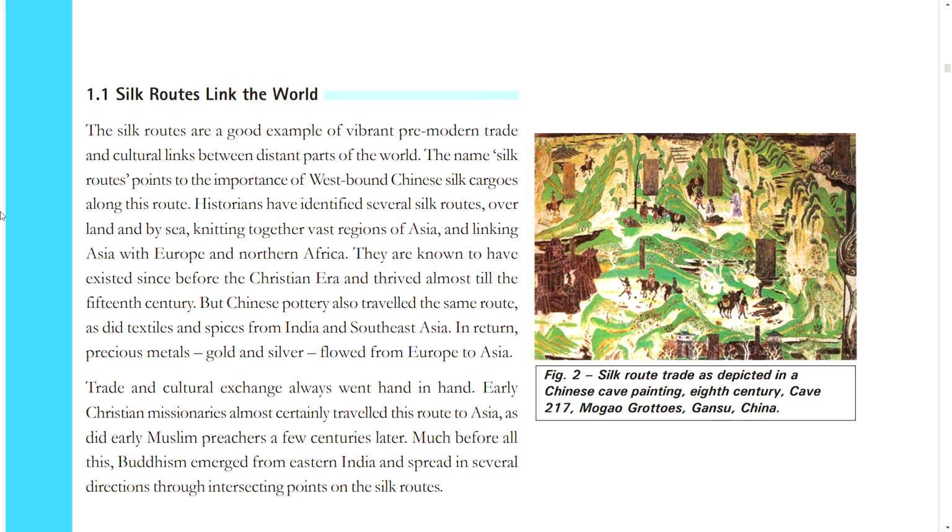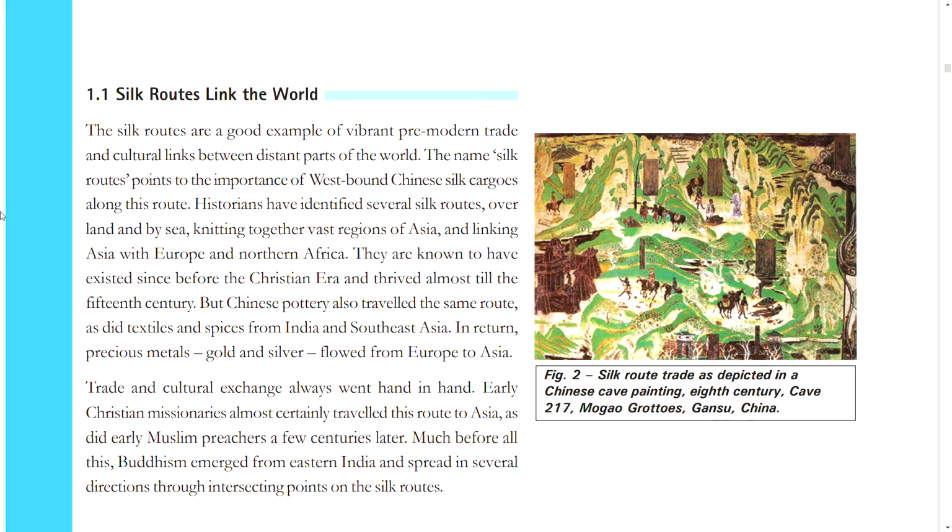Historians have identified several silk routes over land and by sea, knitting together vast regions of Asia and linking Asia with Europe and Northern Africa. They are known to have existed since before the Christian era and thrived almost till the 15th century. Chinese pottery also traveled the same route, as did textiles and spices from India and Southeast Asia. In return, precious metals, gold and silver, flowed from Europe to Asia.